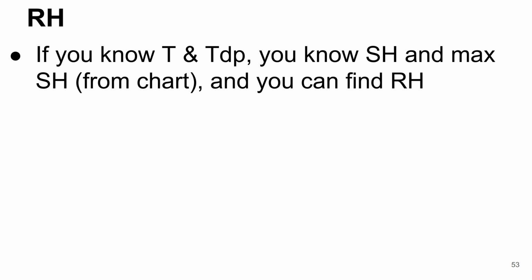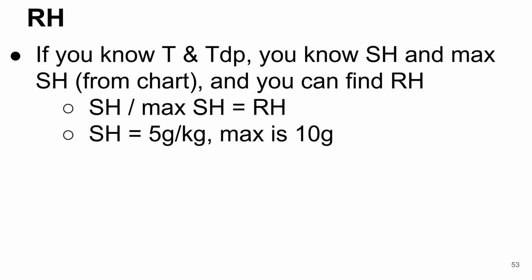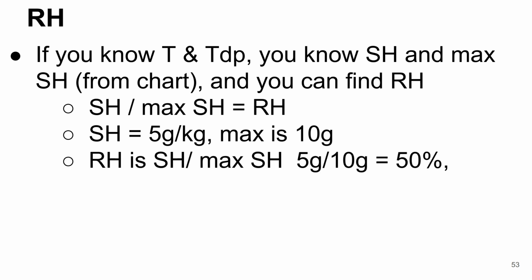If you know the temperature and the dew point temperature, then from the chart, if you know the dew point temperature, you know what the specific humidity is. If you know the temperature, you know what the max is, and then you can find relative humidity. So again, specific divided by max specific times 100 is relative humidity. If we've got 5 grams and the max is 10, relative is 50%.